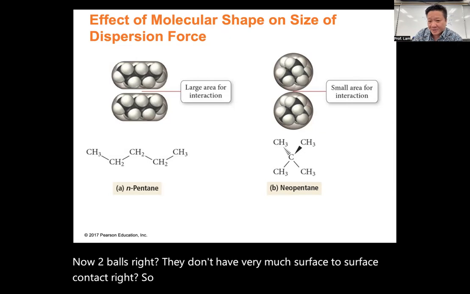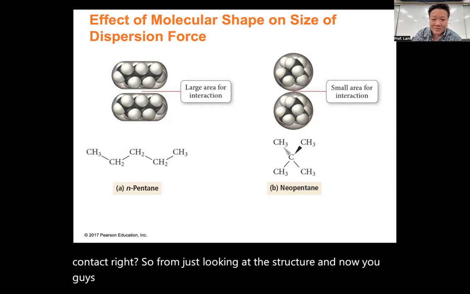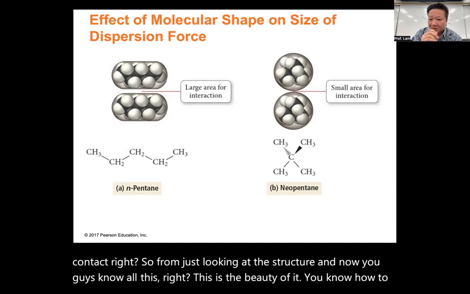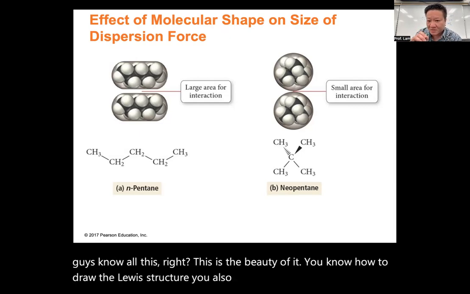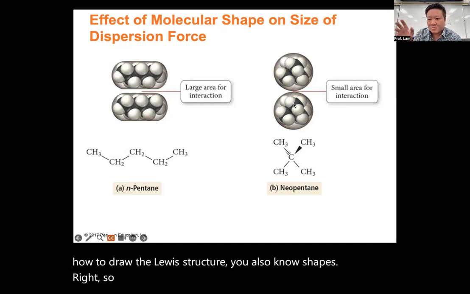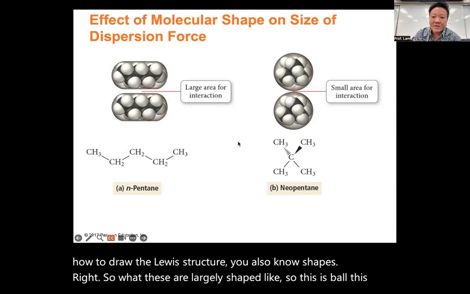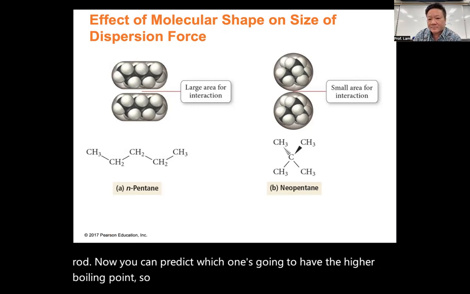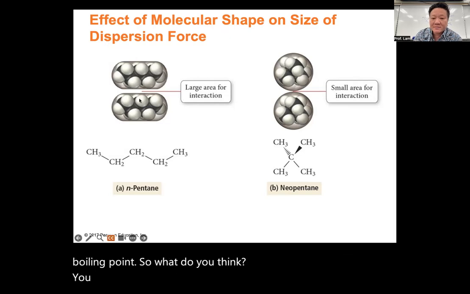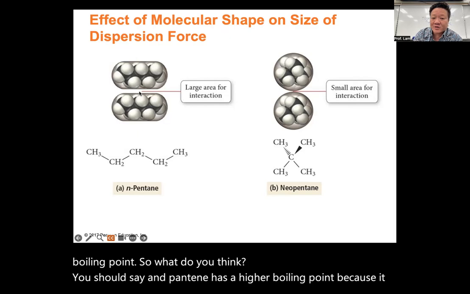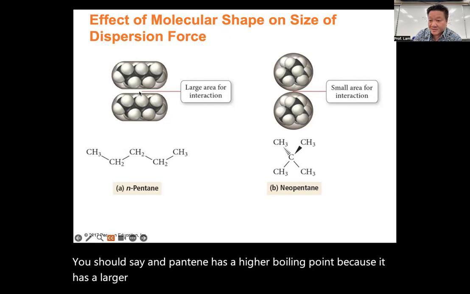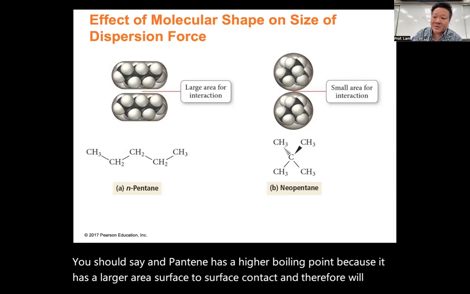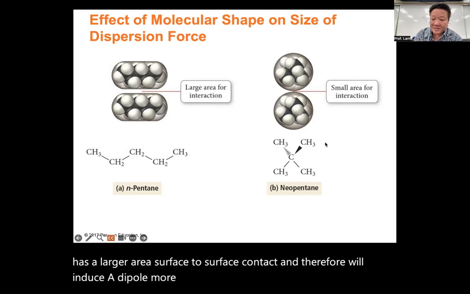So from just looking at the structure, and now you guys know all this, this is the beauty of it. You know how to draw the Lewis structure. You also know shapes, so you know what these are largely shaped like. So this is ball, this is rod. Now you can predict which one's going to have the higher boiling point. So what do you think? You should say n-pentane has the higher boiling point because it has a larger area of surface-to-surface contact, and therefore will induce a dipole more easily than in neopentane, right?